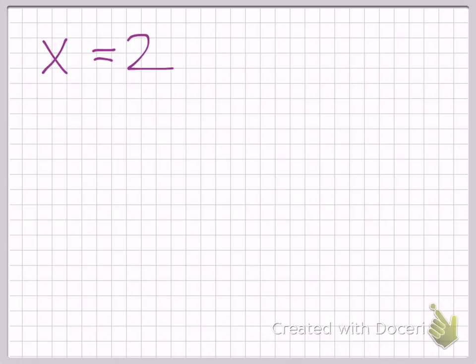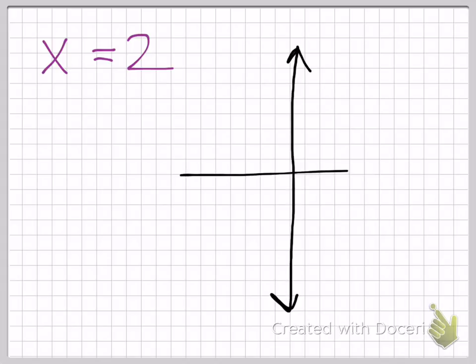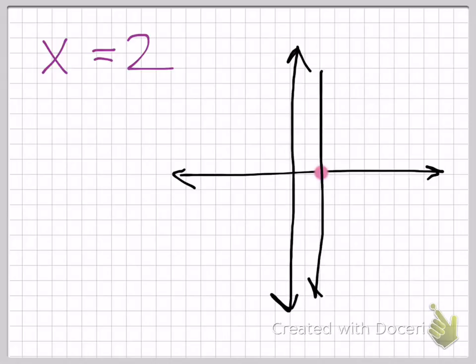I also could draw just a vertical line, when I have it equal to x, I would just go to the x-axis and go to x equals 2. And I would just draw my line right through x equals 2 if it's just equal to x.